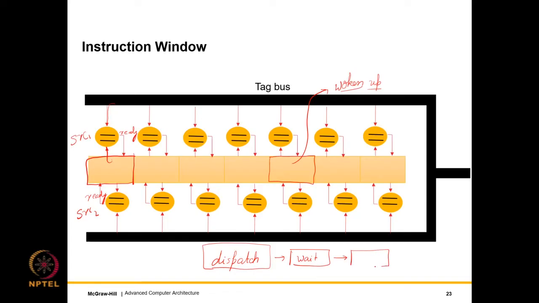Subsequently, the tag gets broadcast by the producer, right? So you broadcast the tag. Then you do your process of waking up. For all the instructions that have fully woken up, we select a subset based on structural hazard considerations, and then once we select a subset, we read the operands from the register file. So it could either be the register file or the bypass network.